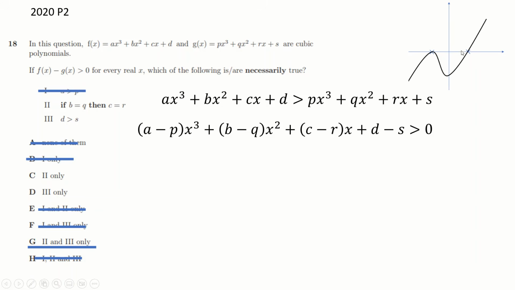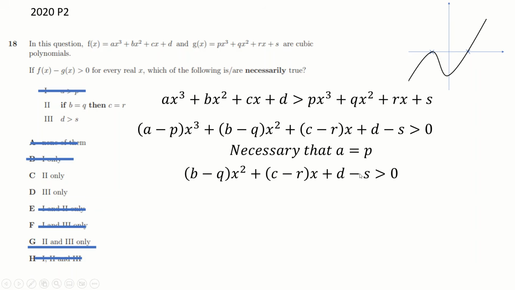They always cross the x-axis somewhere in whatever direction and are always negative somewhere. So what's the only conclusion we can draw from this statement? Well, it's that a equals p, and this isn't even a cubic. A equals p, and this is not a cubic, it's actually a quadratic. And so this also disproves this one as well, because it's actually never the case that a is bigger than p. A has to equal p for this to be true.